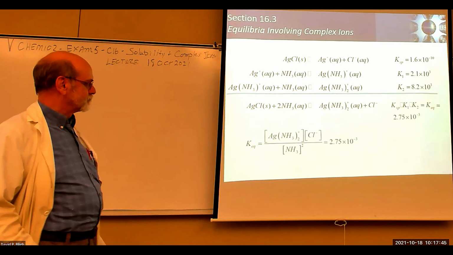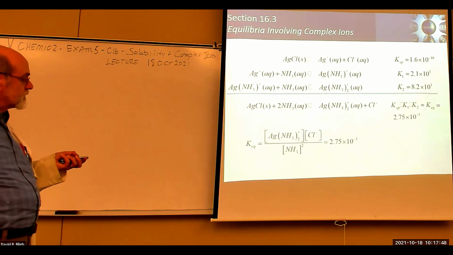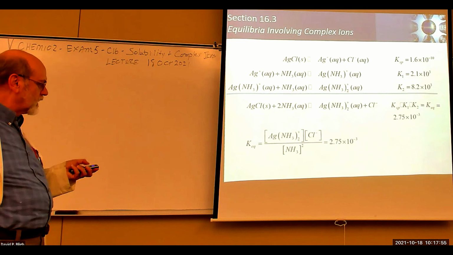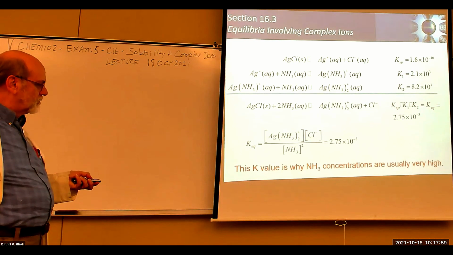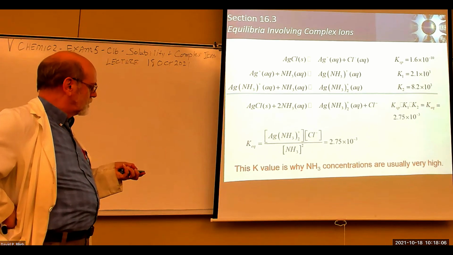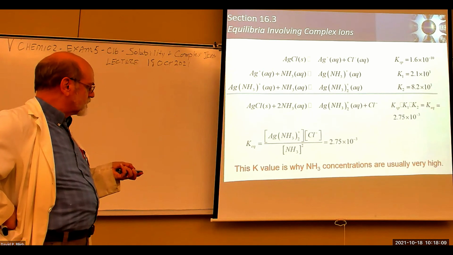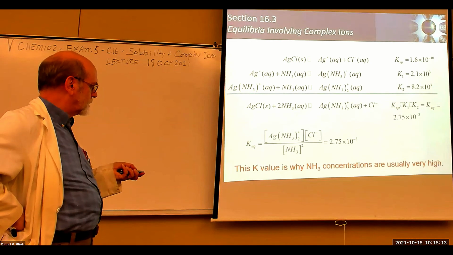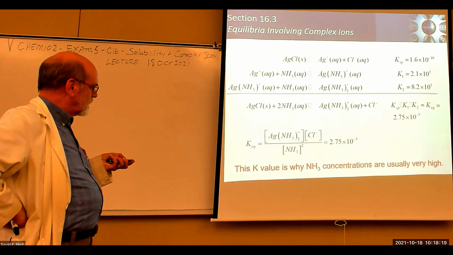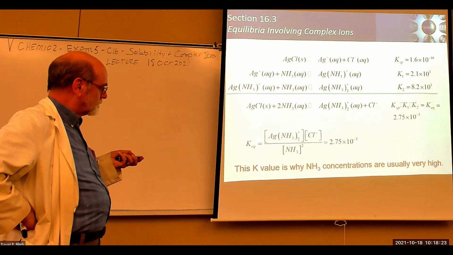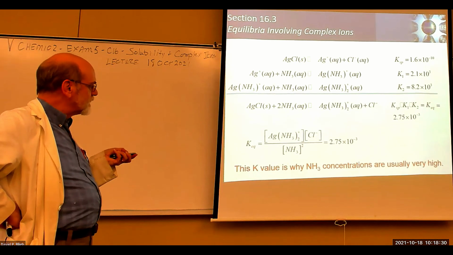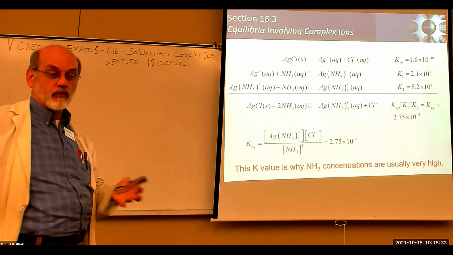So if we do this calculation, all we have to know is the concentration of the complex ion, chloride ions, and ammonia in solution. And what we note from this is that this K value is the reason that we have such high ammonia concentrations. If this were very, very small, then these would also be very small, because that is 10 to the minus 3. Since this is a constant, if we increase this, then this has to increase also. It's just the nature of a quotient.